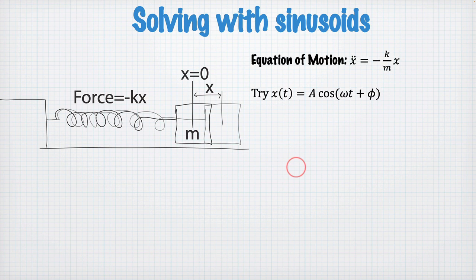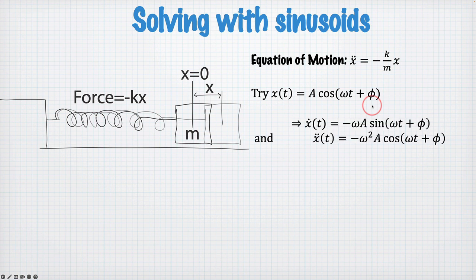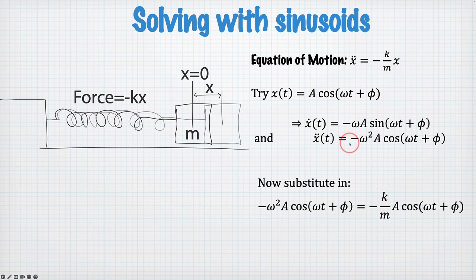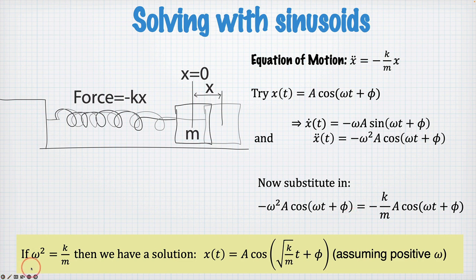There's our equation of motion. We're going to try the solution: some amplitude, which depends on how far you pull it away from equilibrium, and then it's going to oscillate as a cosine function with some phase phi. We can substitute it into the equation by finding the first derivative and the second derivative, and then substitute the second derivative back into the equation and the zeroth derivative into the other side. We find these two things are equal provided omega squared is equal to k divided by m. So there's omega squared, there's k divided by m.